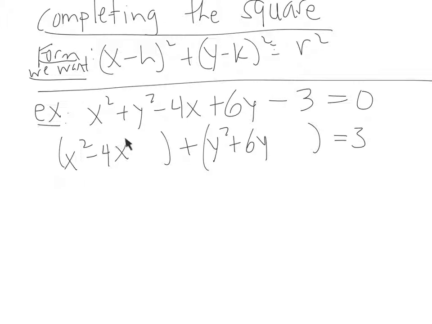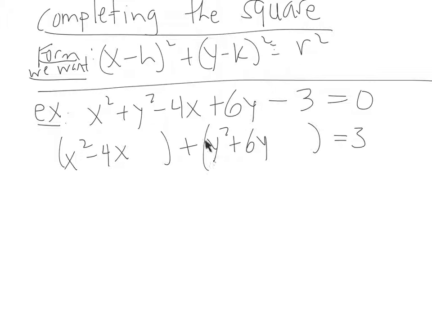Okay, so the first thing we're going to do is put our x terms together. So the x squared and the minus 4x will go in one parentheses, and we're going to leave room to add a number because we want to make this a perfect square. And then we do the same thing with our y terms.